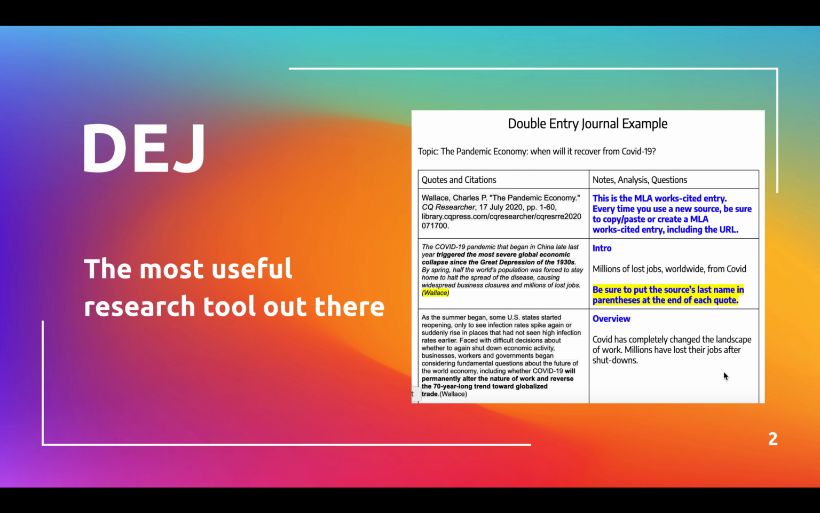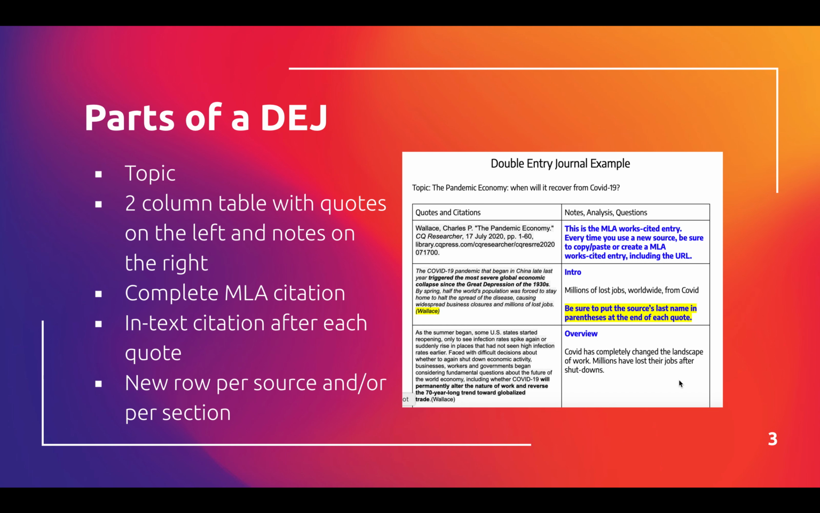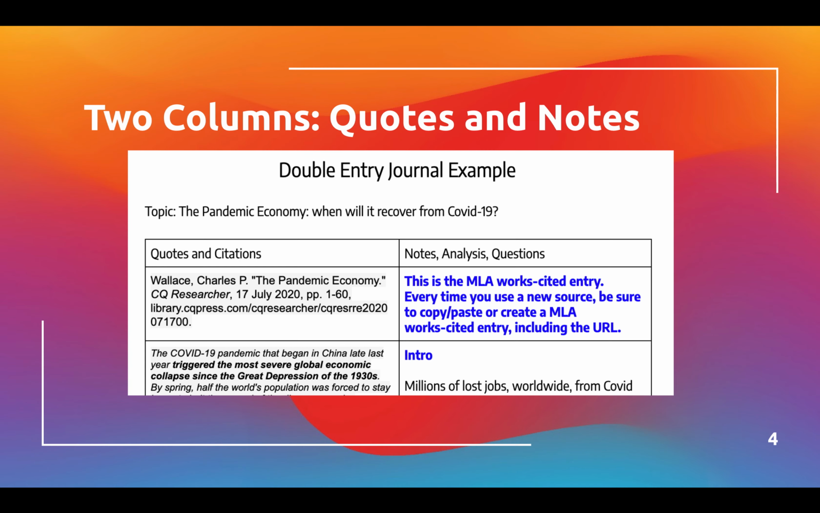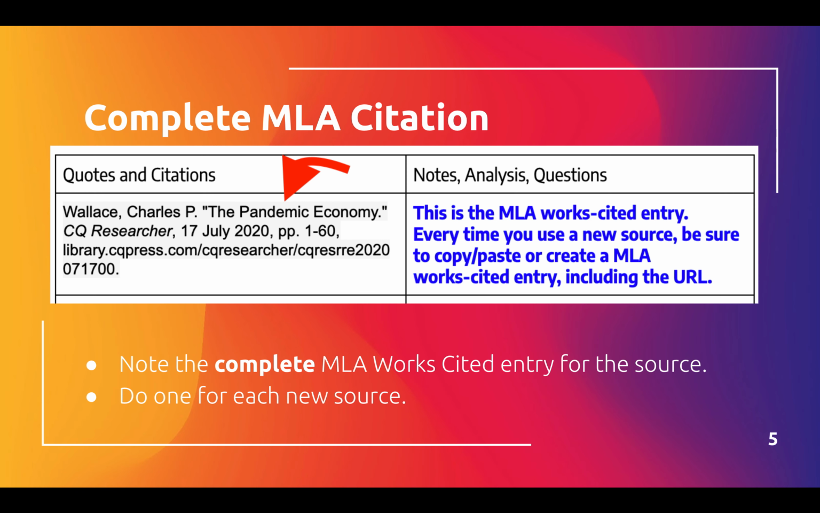I abbreviate the double entry journal with the terms DEJ. So if you hear me saying DEJ, this is what I'm talking about. It's essentially a table that has quotes on the left and notes on the right. As you can see here, on the left side go quotes and citations. The citation would be the full MLA citation, and the notes, analysis, and questions go on the right-hand side.